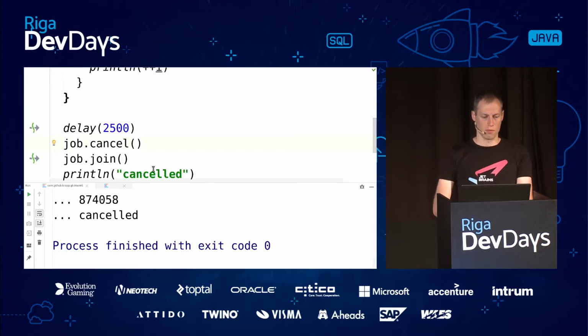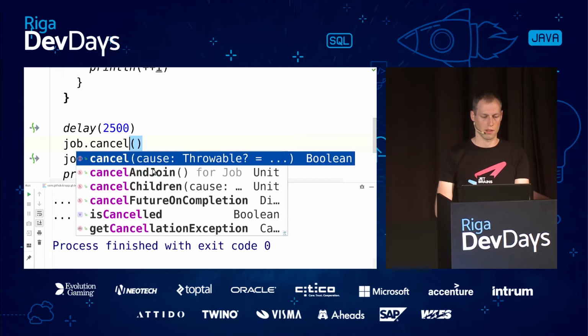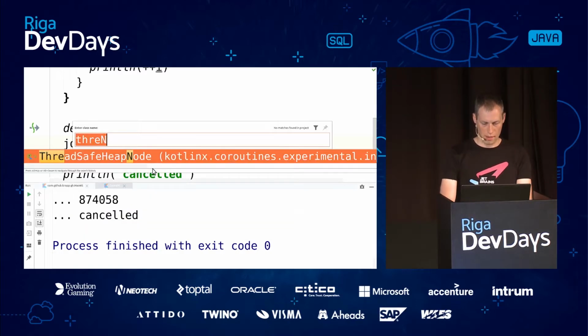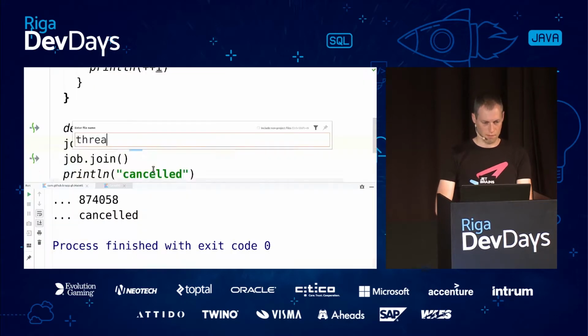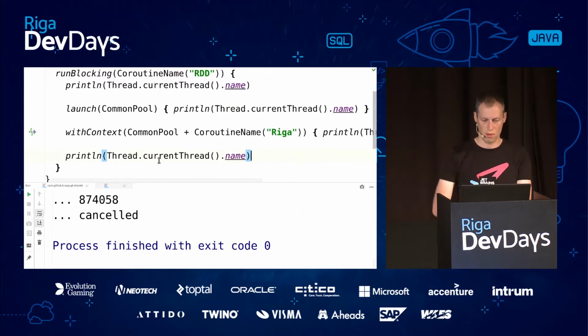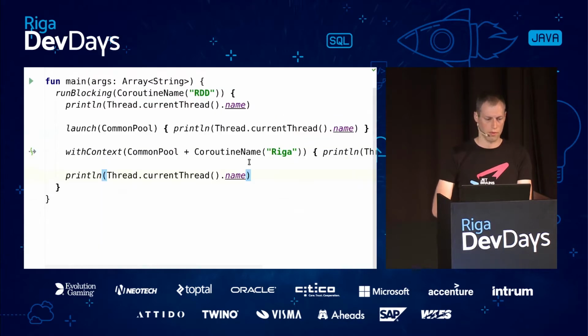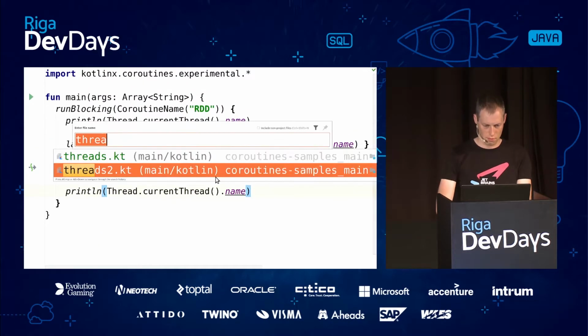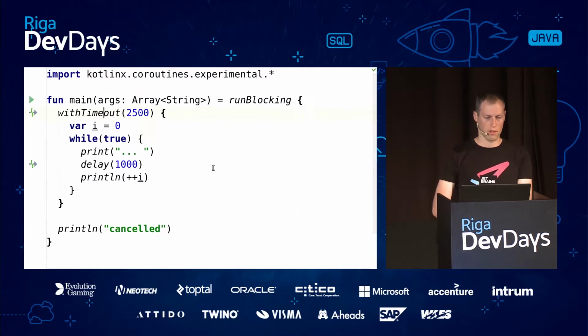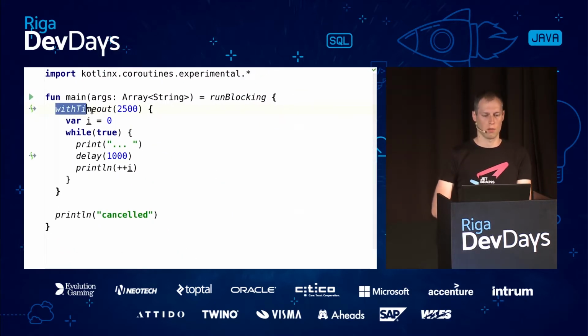There are some convenient shortcuts. For example, you can cancel and join in one call. And since this timeout pattern is very popular, there is a helper function withTimeout to do the same thing.